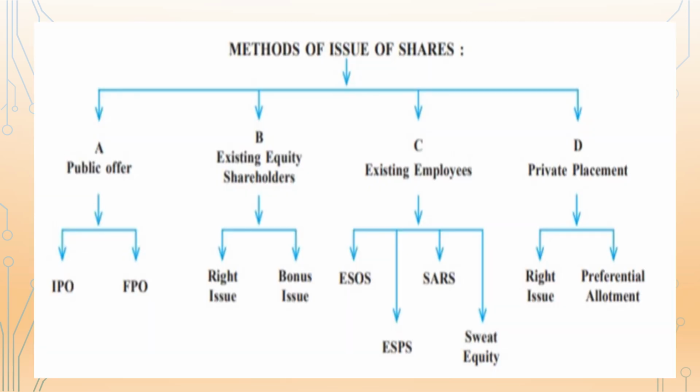Dear students, in our previous video we have already understood about the A category, that is public offer, and B category, that is existing equity shareholders, methods of issue of shares to the existing equity shareholders. Now today we are going to take up the topic as to how a company issues shares to its existing employees, as well as how does it make private placement.